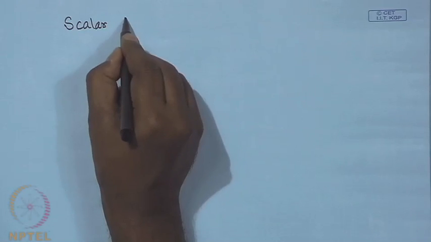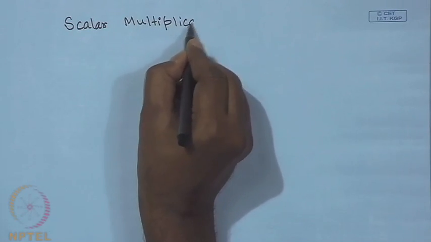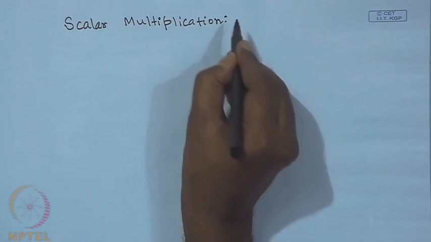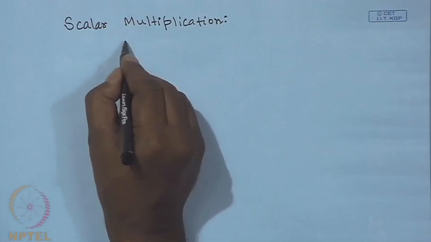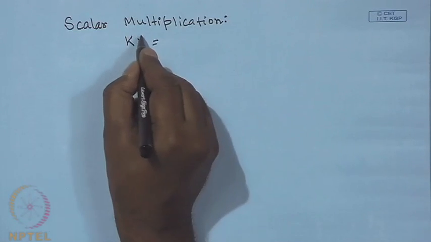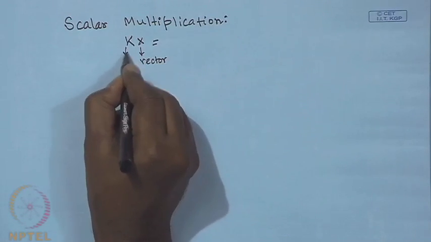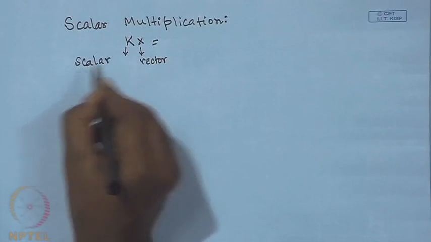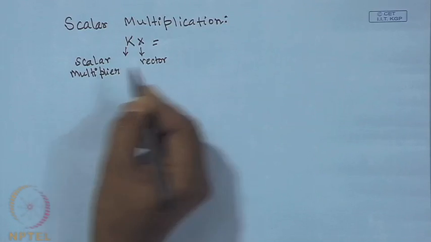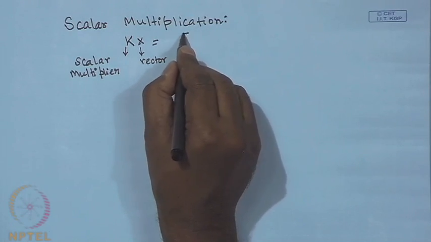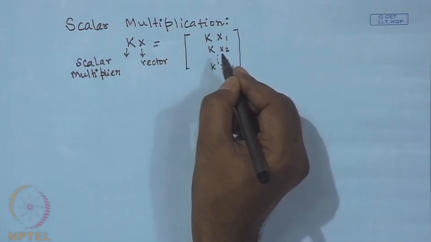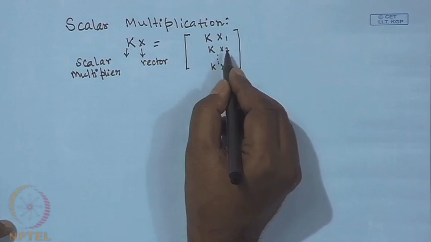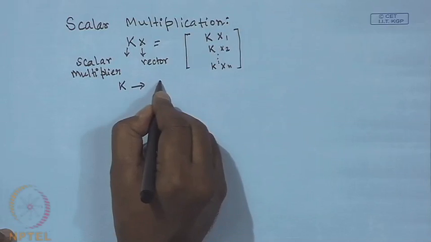Then we talk about scalar multiplication. These simple operations and definitions will be quite useful as we go along the course of this syllabus. k times x, where x is the vector and k is the scalar multiplier, means every element of the x vector will be multiplied by the scalar k. If x is an n dimensional vector, then every element of x will be multiplied by k, and k is an arbitrary scalar.